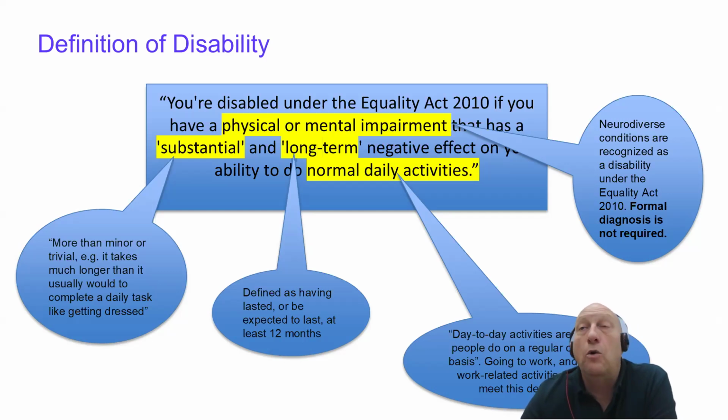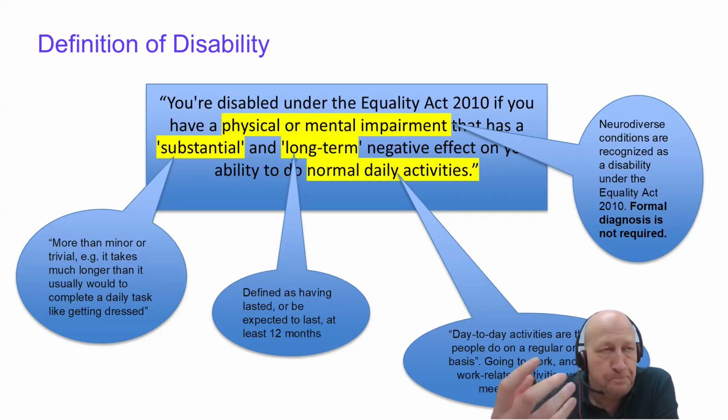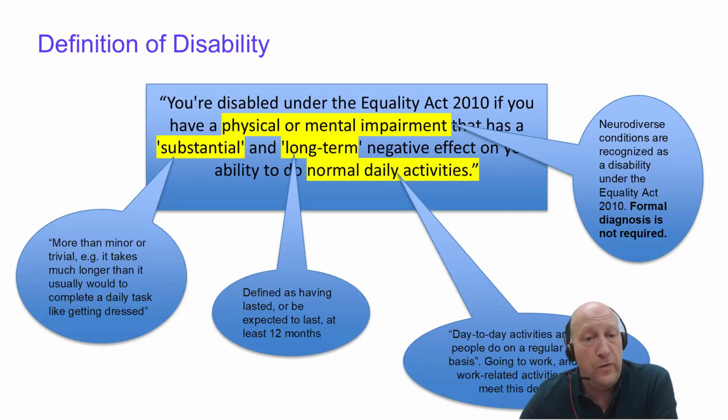Okay. Long term is easier. Long term is, in this context, 12 months. So if an impairment, I love our medical language in this country, we love our impairments and disorders and deficits, but if an impairment is going to last or has lasted more than 12 months, it's considered long term. Now, obviously, neuro differences, we're born with our neuro differences and we'll die with our neuro differences, so they are going to be considered long term.